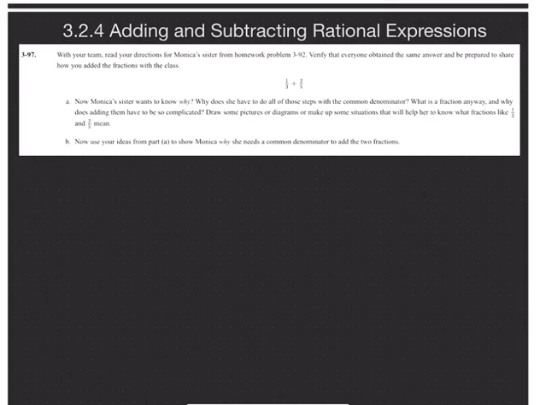And then B, now use your idea from part A to show Monica why she needs a common denominator to add the two fractions. So when you are first introduced to fractions, they would draw out rectangles, and then you would make them evenly spaced and fill stuff in, which is exactly what we're going to do. So we're going to start off with this 1/3.